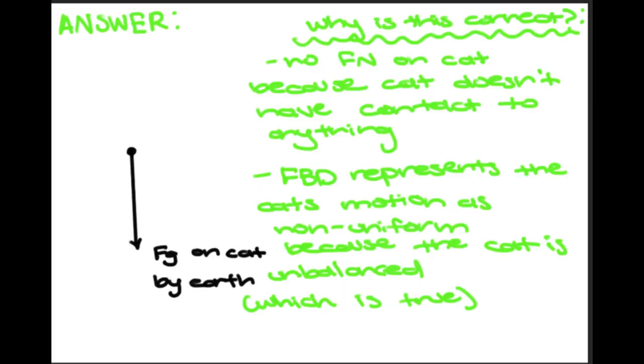This should be the answer you got. Why is this correct? It is correct because there's no normal force on the cat, because the cat doesn't have any contact to anything. This free body diagram represents the cat's motion as non-uniform because the cat is unbalanced, which is true.